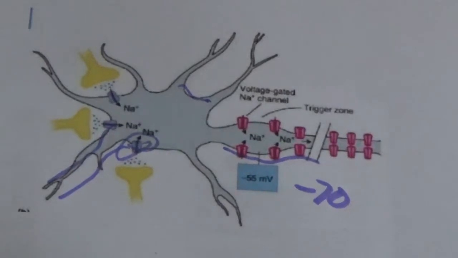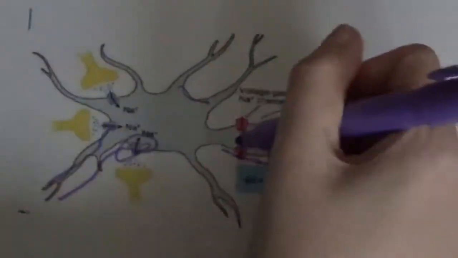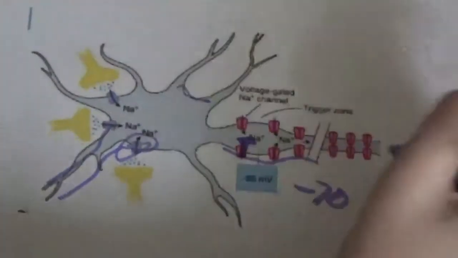So then once that +30 is reached, at threshold the potassium channels are open, but they are slowly opening. They're not as fast as the sodium ones. So at around that +30, the sodium channels will begin to close and make room for the potassium ones to open. So potassium is then leaving the cell. So you see Na going in, and then potassium will go out.